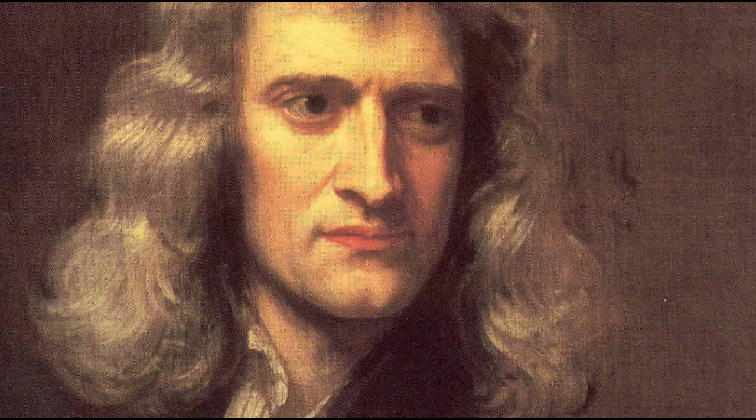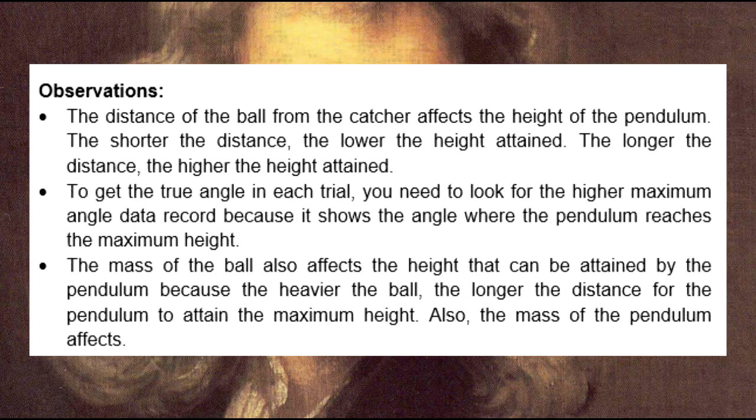Observations: the distance of the ball from the catcher affects the height of the pendulum. The shorter the distance, the lower the height attained. The longer the distance, the higher the height attained. To get the true angle in each trial, you need to look for the higher maximum angle data record because it shows the angle where the pendulum reaches the maximum height.